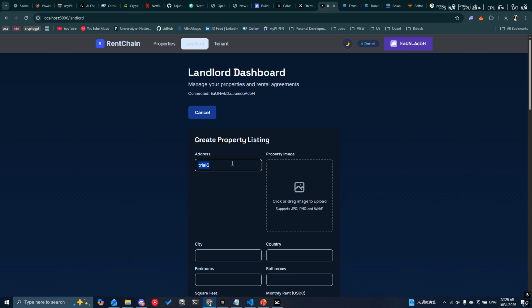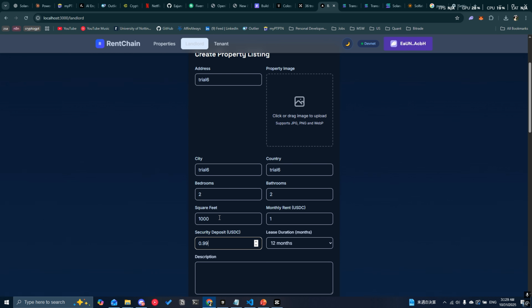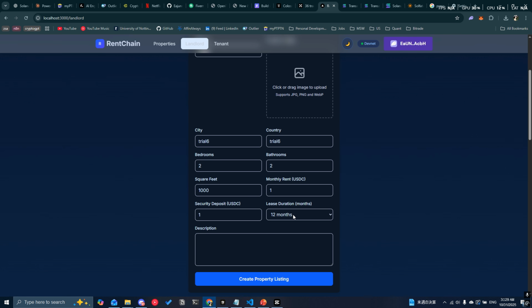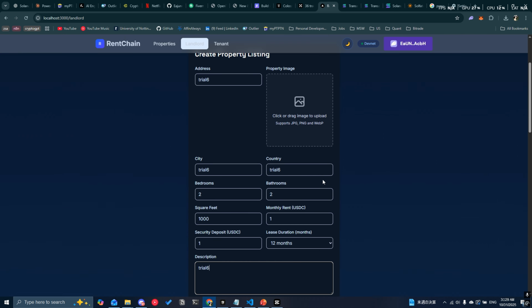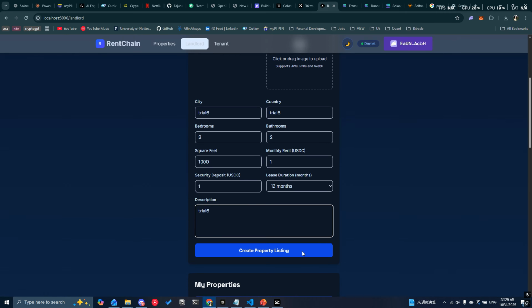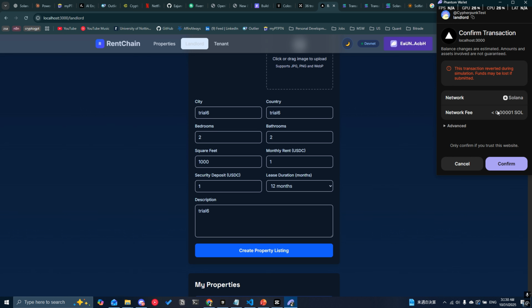and just two, and monthly rent I just put 1, and security deposit just put 1 for testing, and trial 5, and this is optional, as I think some of the property agents also didn't put the image. And after that, it will ask for confirmation of the transaction, and of course it will incur the network fee of Solana because it's built on Solana.